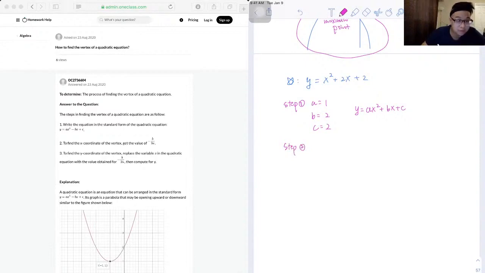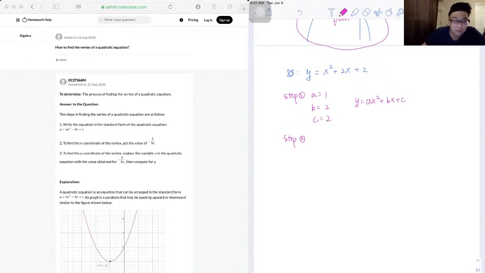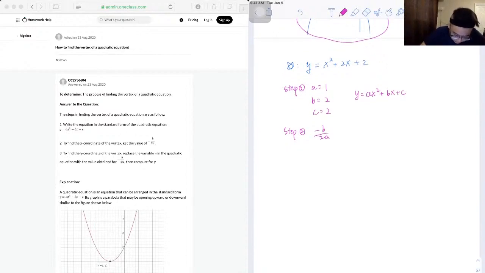And coming up, step 2, we need to compute the x-coordinate by getting the value of negative b over 2a. Let's start a new line. So x is equal to negative b over 2a, and in our case, b is 2, a is 1. So it's just going to be negative 2 over 2 times 1, which is negative 1.